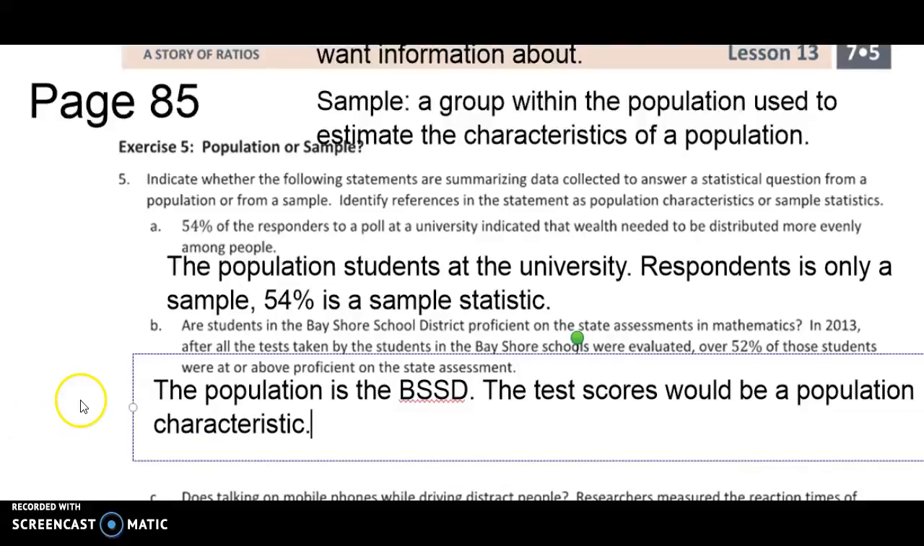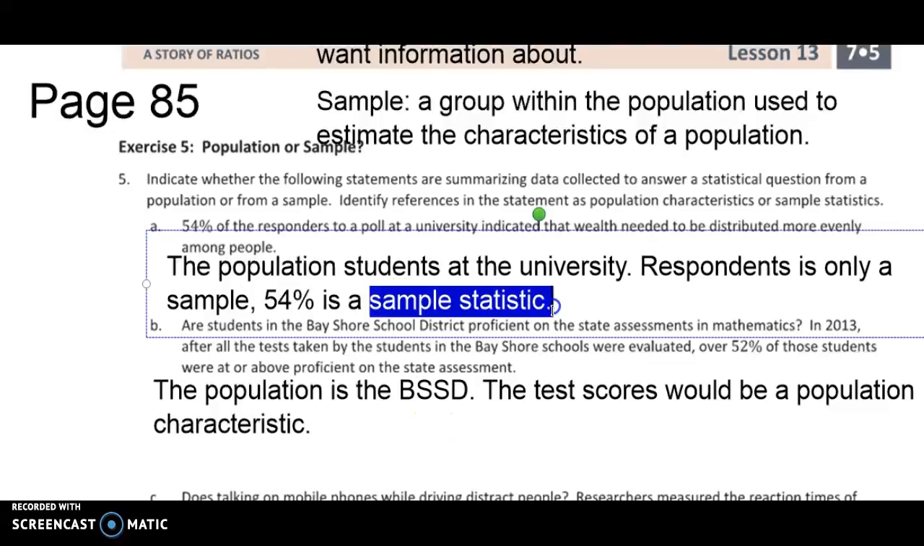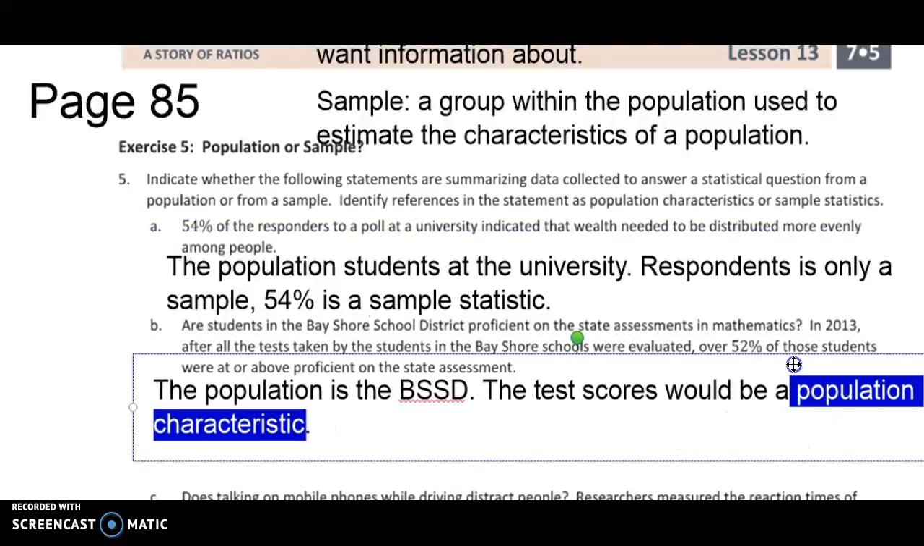Okay. So that's what we need for C, for D, for E, and for F. What's the population represent? Did they use a sample or did they use the population? And then here are the keywords. Sample statistic, that's when we're talking about a sample. And population characteristic, that's when you're describing the whole group. So look for those two words as well, not just population and sample, but sample statistic and population characteristic.